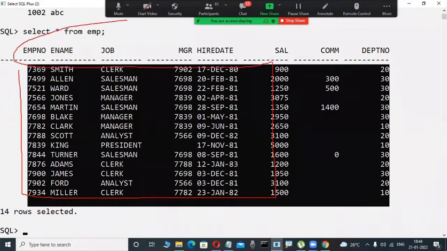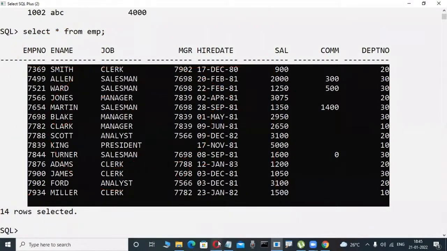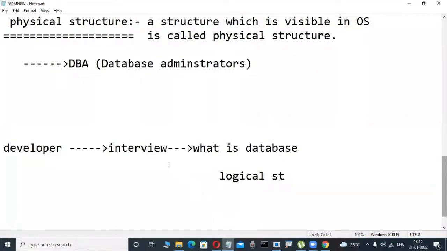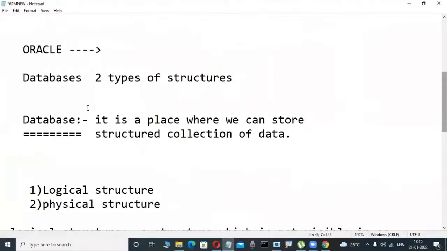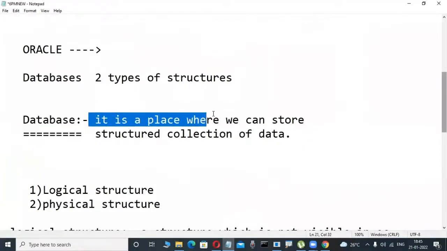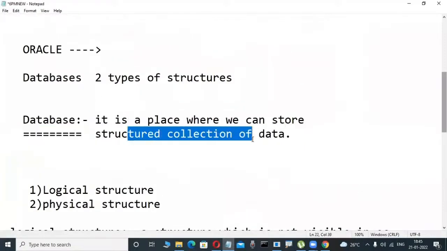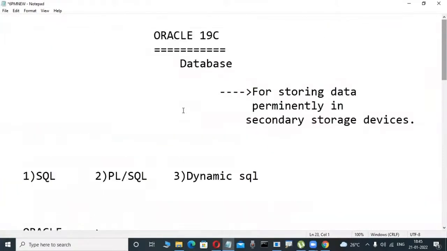Maybe a database is a place that stores a structured collection of data, because we are learning the relational database, the logical side. That's why, in books or when we type in Google what is a database, there are two definitions, but most developers write: it is a place where we can store a structured collection of data. Understood?